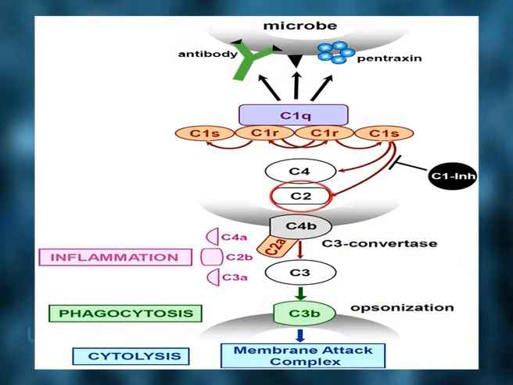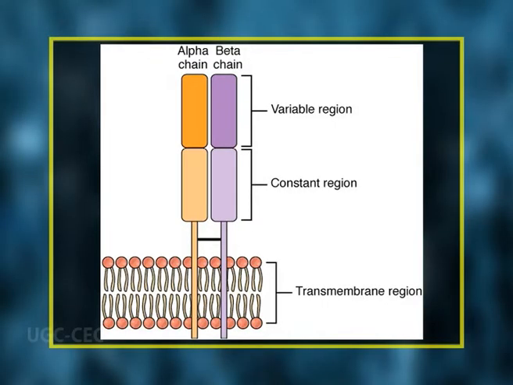C2 is a proenzyme which acts as a substrate for C1s, which cleaves C2 into C2a and C2b. Then C2b with C4b enzymatically activates C3. C3, the major constituent of the complement system, is present in the plasma at a concentration of approximately 1 gram per liter. C3 contains two polypeptide chains, alpha and beta.